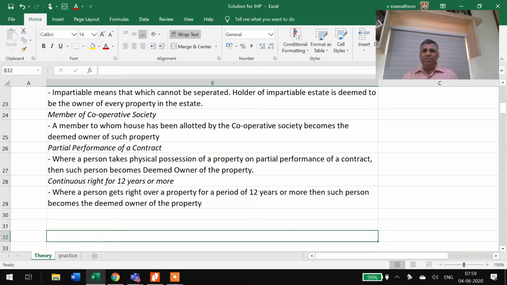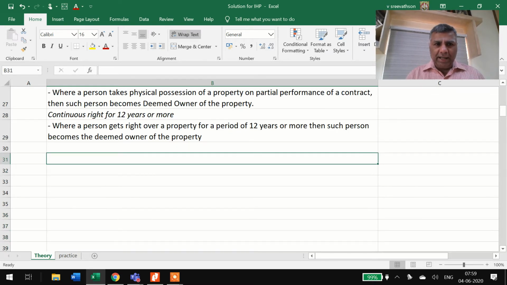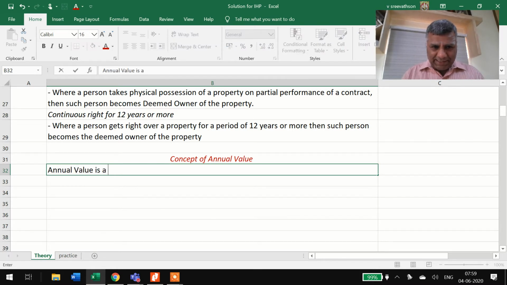Now I come to this term, which is the key factor term in our entire house property chapter, that is concept of annual value. Annual value is a notional value, not a realistic value all the time. It can also be a deemed or a notional value. Annual value is a notional value.